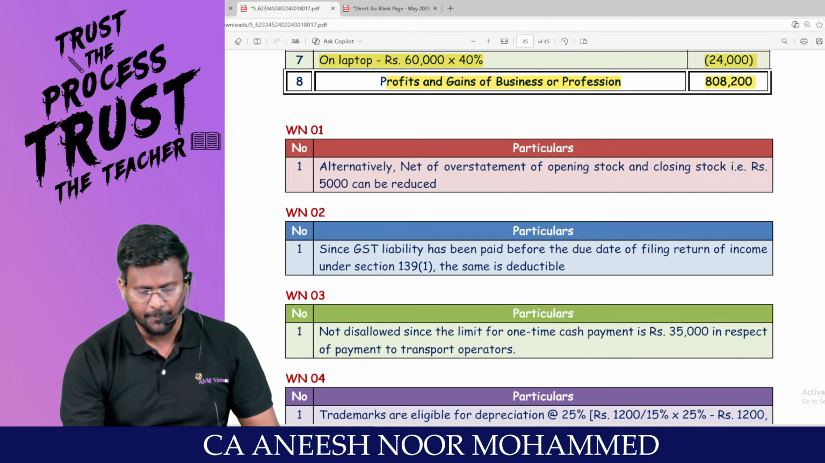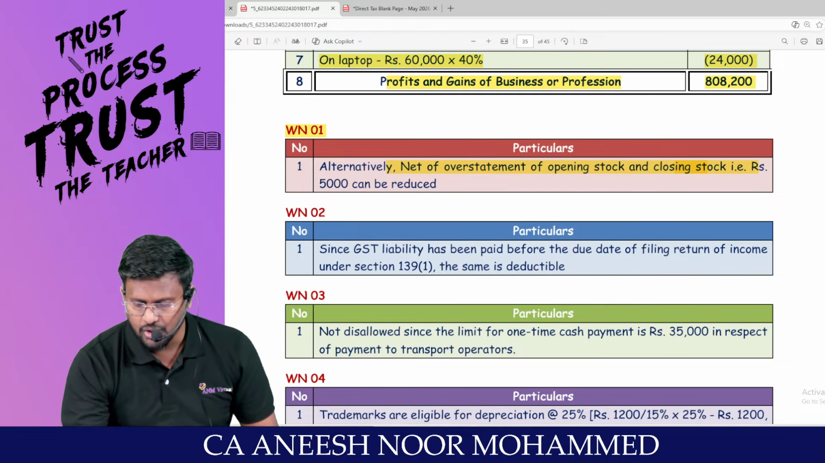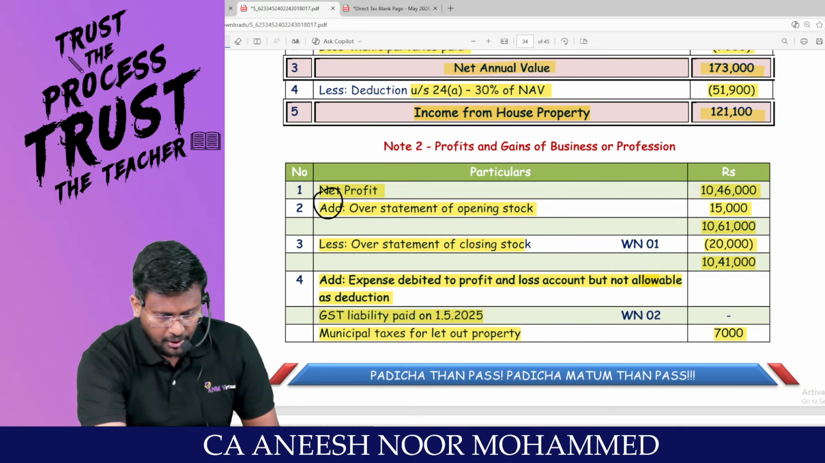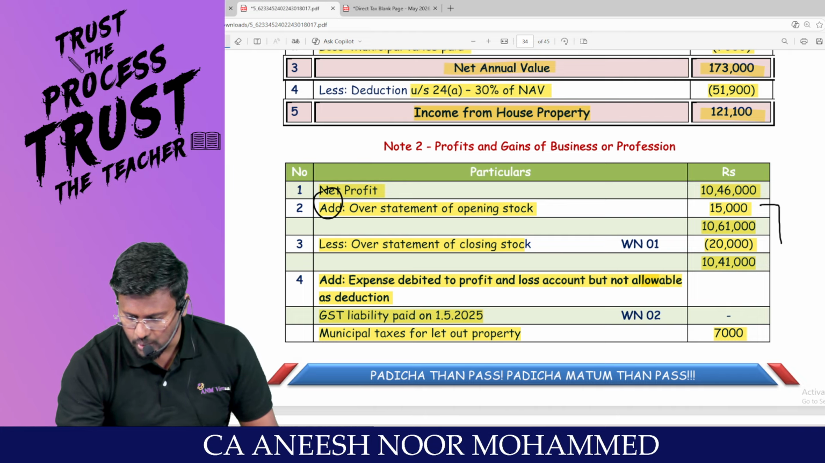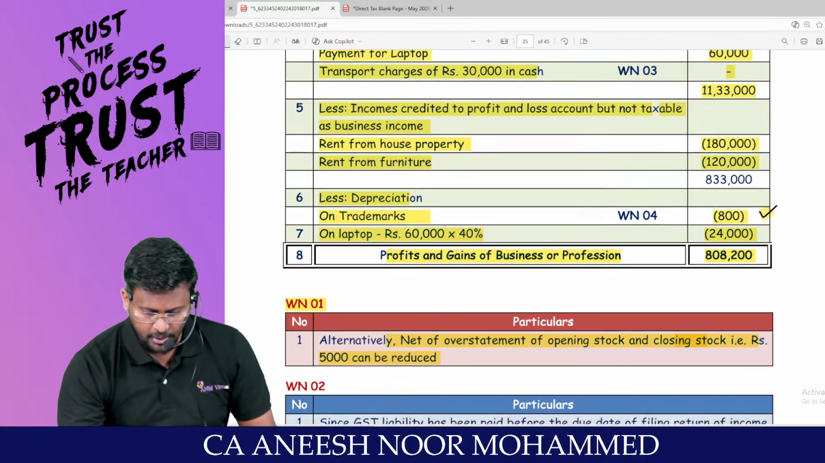Can I proceed? Working note, just read it. Sir, net of overstatement of opening stock and closing stock also can be done. That is nothing. Opening stock 15,000 we have added back, 20,000 we have reduced. So net of 5,000 is there. That adjustment also you can do. Are you all really with me?